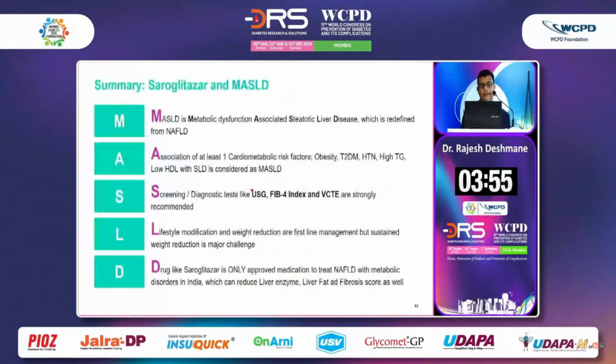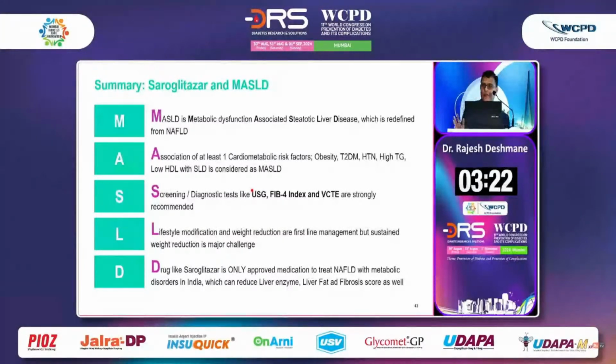So to summarize, metabolic associated liver disease, previously NAFLD, is now renamed MASLD. The association of at least one cardiometabolic risk factor like obesity, type 2 diabetes, pre-diabetes, hypertension, or high triglyceride with steatotic liver disease is considered MASLD. The basic screening test is USG, and the FIB4 score is very important for screening. Once it is positive, you should go for a FibroScan.